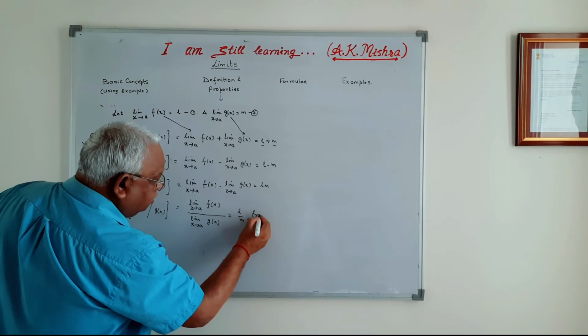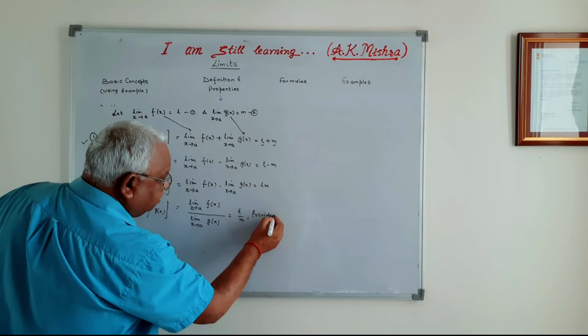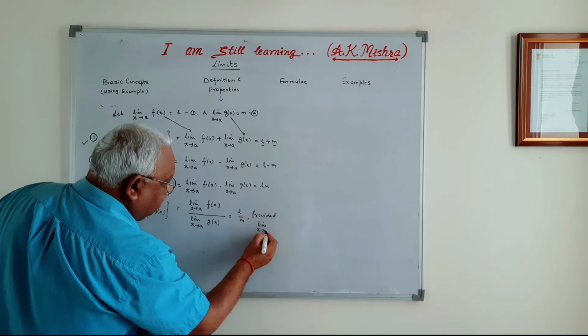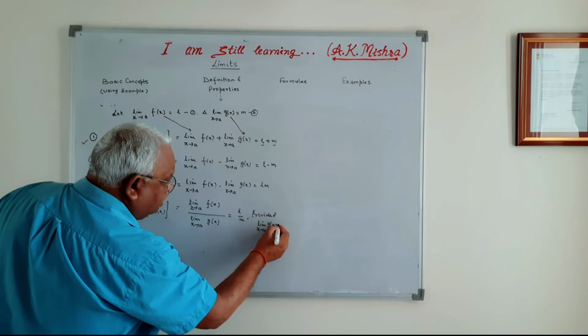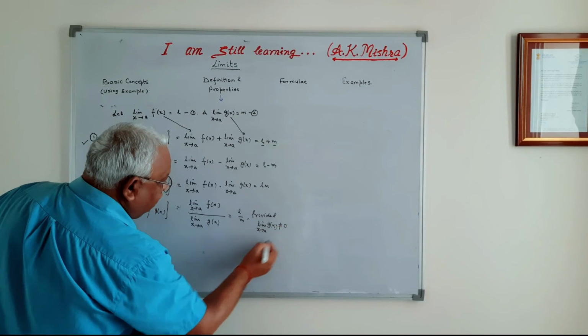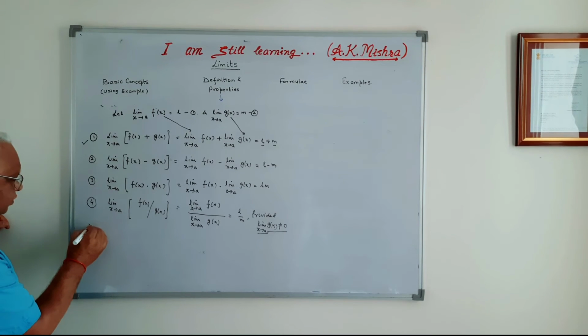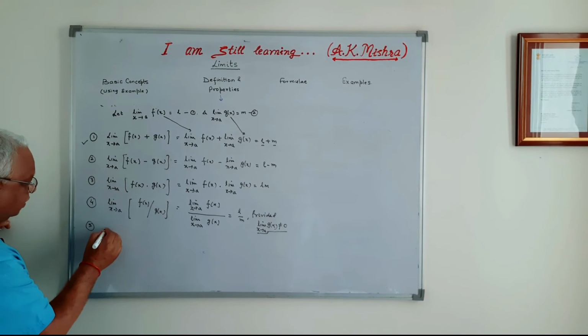And fourth is limit x tending to a, this is on the quotient, f(x) upon g(x), which can be written as limit x tending to a f(x) upon limit x tending to a g(x), provided limit x tending to a g(x) is not equal to 0. This is the condition.